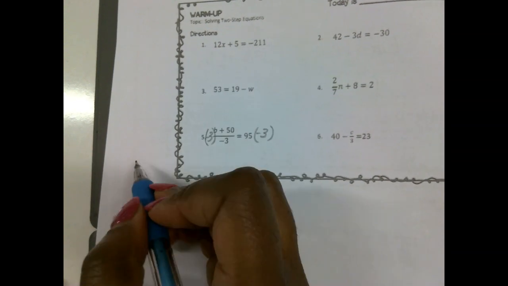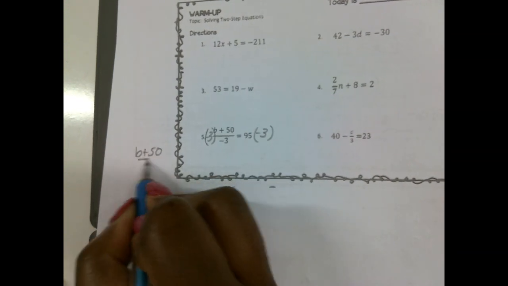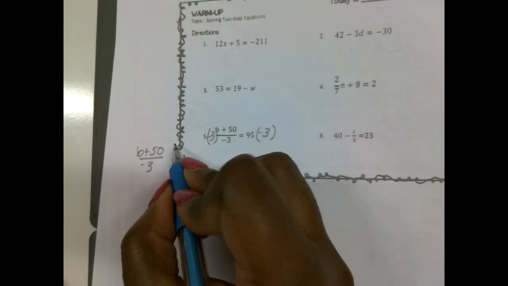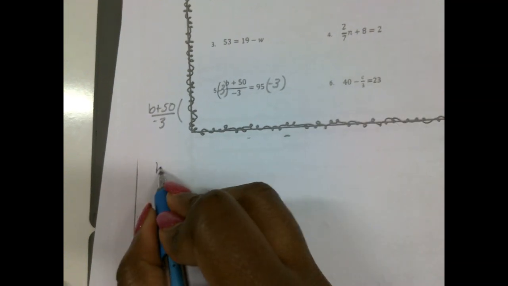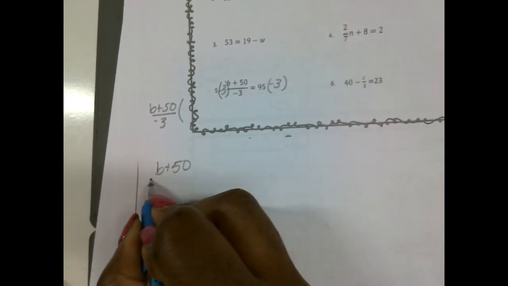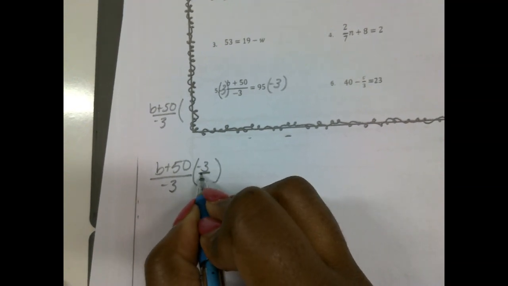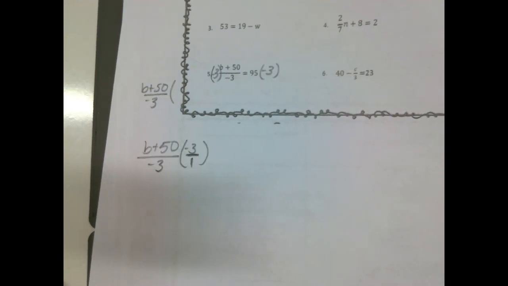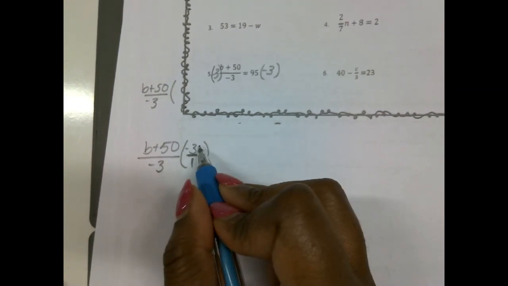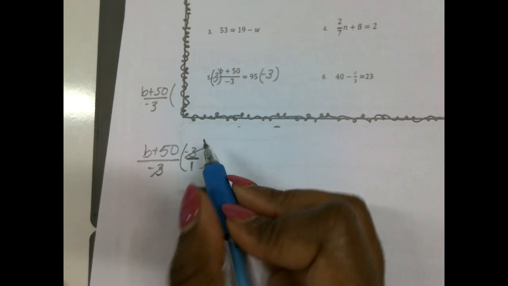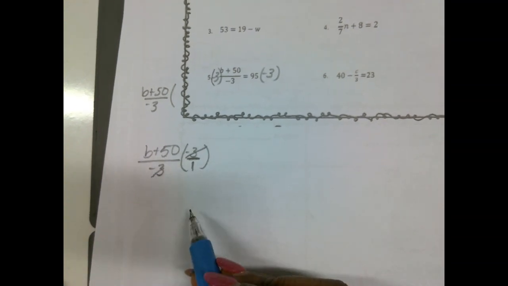Out to the side, let's look at this. If we have B plus 50 on the top divided by -3, when you multiply, let me do this at the bottom because I don't have enough space. When you multiply by -3, that's the same as multiplying, look, just like this. You can cancel out diagonally, okay? You can cancel out diagonally. So that's just going to leave you with B plus 50, okay?